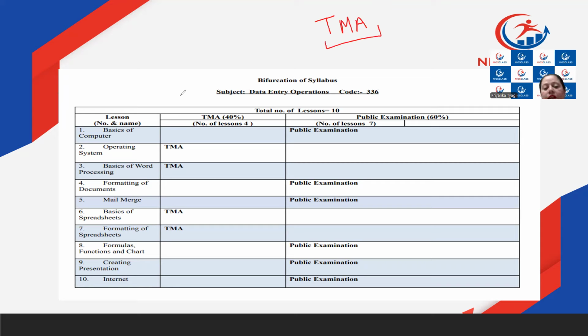So here you can see that there are 4 chapters which are part of your TME. They are not part of your public examination. Usually we conduct the explanation of all the chapters here because all the 10 chapters are part of your practical examination. After that, the PCP sessions are going to be handled.